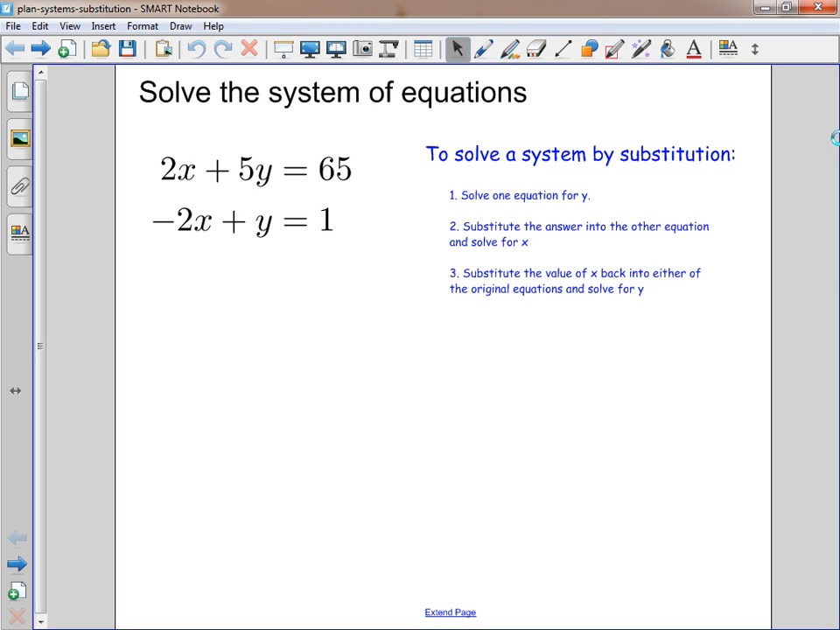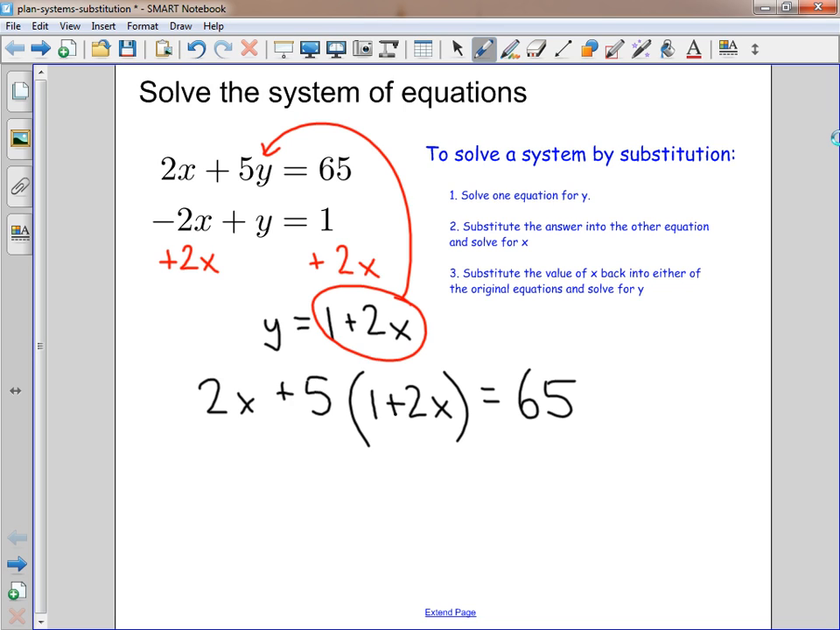To solve the system by substitution, we're going to first solve one of the equations for y. We'll then substitute the answer into the other equation and solve for x. I'm going to do those first two steps right now. I know that y in the second equation is equal to 1 plus 2x. Now I'll substitute that value into y in the first equation.